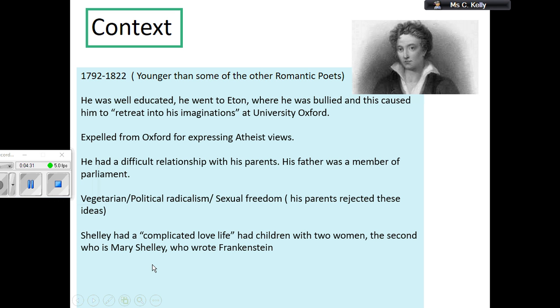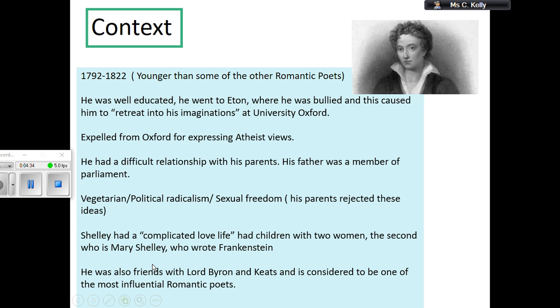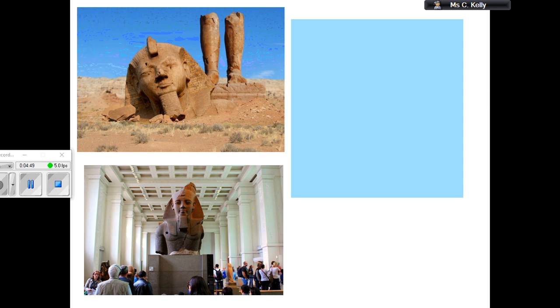He was also friends with Lord Byron and Keats, who wrote two other poems in our anthology. So Byron wrote She Walks in Beauty and Keats wrote Tautum. And he's considered to be one of the most influential Romantic poets. So these pictures should help us get an idea of what Shelley was writing about.